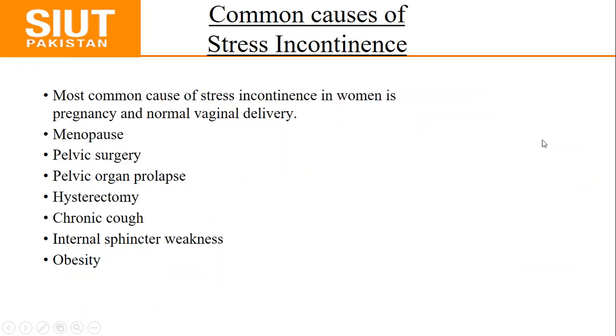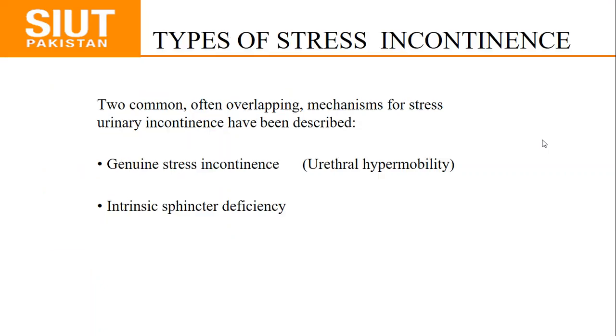The common causes of stress incontinence include, most commonly, pregnancy or normal vaginal delivery, but it can also be because of menopause, pelvic surgery, pelvic organ prolapse, hysterectomy, chronic cough, internal sphincter weakness, or obesity. The types of stress incontinence include genuine stress incontinence and intrinsic sphincter deficiency.